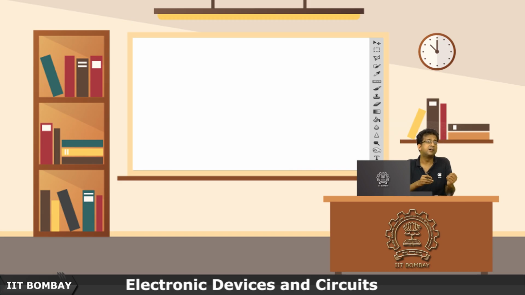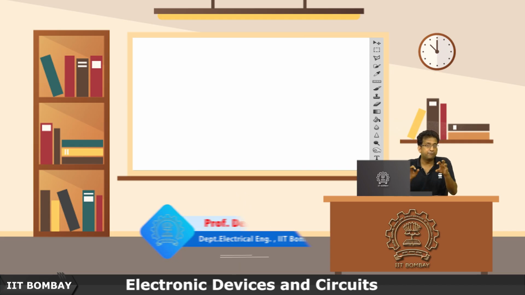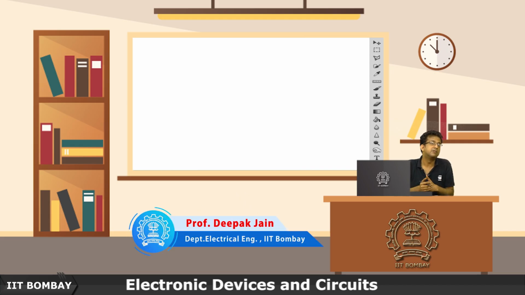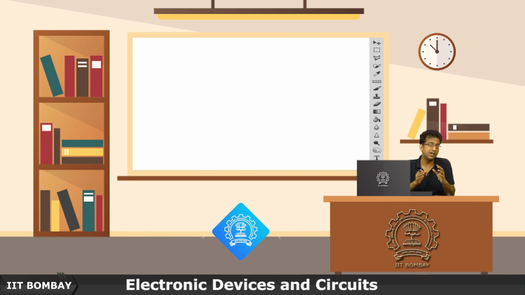Then we talked about multiple BJT networks, where multiple BJTs can be connected in different ways to achieve something which is not possible with a single one. The example was a Darlington pair, where input impedance is high and current gain is very high. It can be multiplied, like beta 1 into beta 2. So that's what we discussed, and in the next lecture we'll talk about the amplifiers.